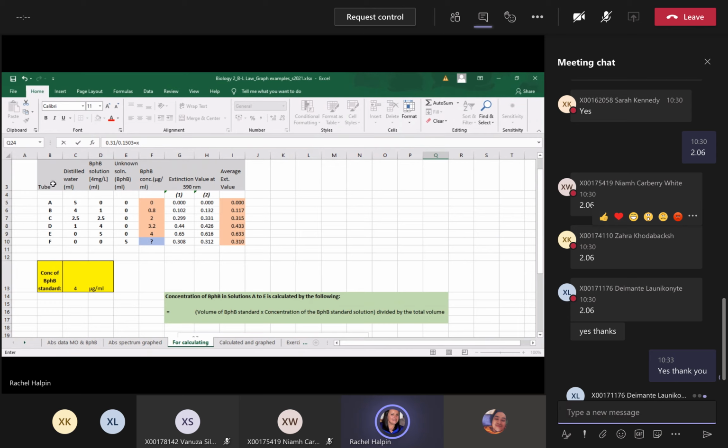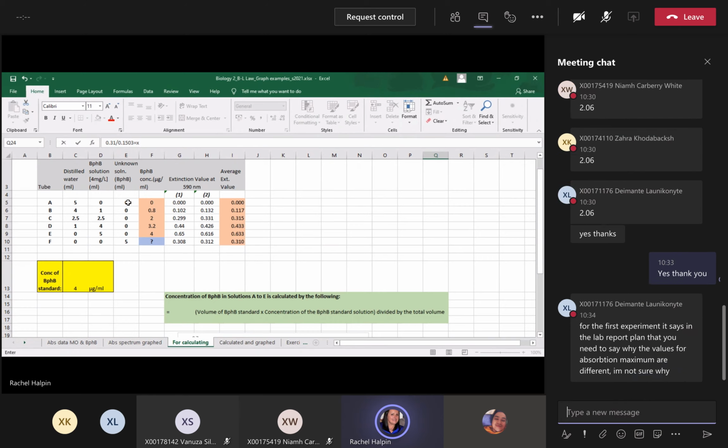Your tube, what name is on the tube, the amount of water in the tube, the amount of your bromophenol blue, and the concentration of that. You'll use these to determine the dilution factor essentially, and that will be used to determine the bromophenol blue concentration of your unknowns. So you can see that's 0 for A, B, C, D, E, and F because you only have one unknown solution.